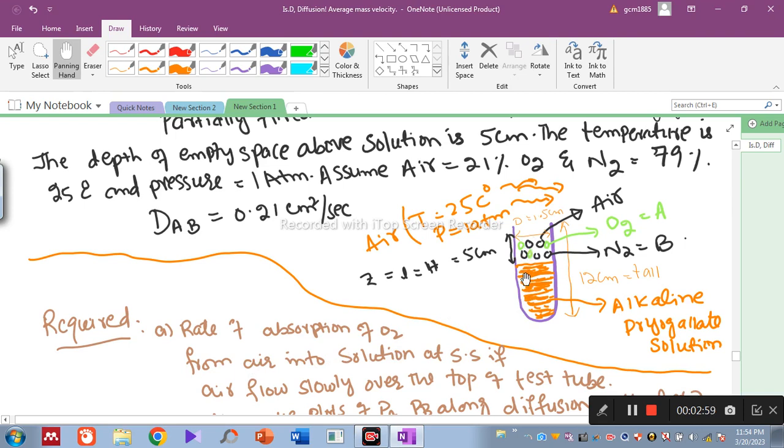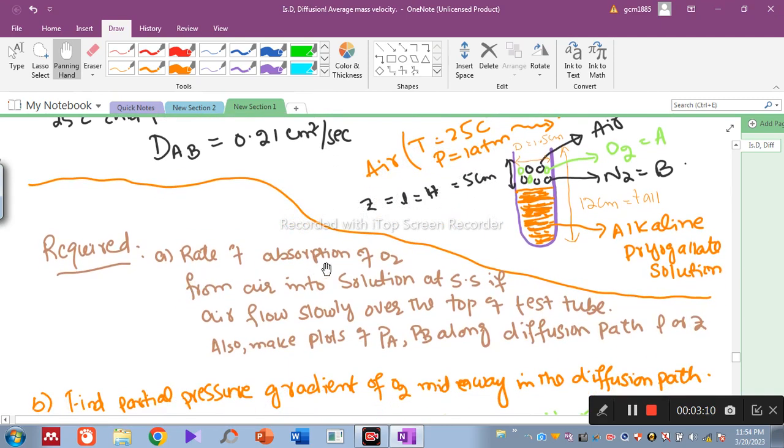What is the absorption rate? So how many oxygen molecules will be absorbed in 1 second in this solution, or how many molecules will be absorbed in 1 minute or some other time? So we should find the rate of absorption of oxygen from air into the solution at steady state, or the rate of diffusion of oxygen. Diffusion or absorption is the same. This is if the air flows gently over the top of the test tube, so if air slowly flows around this test tube.